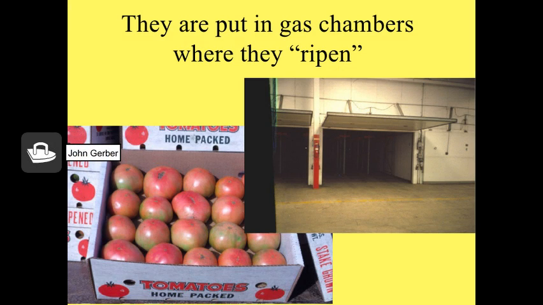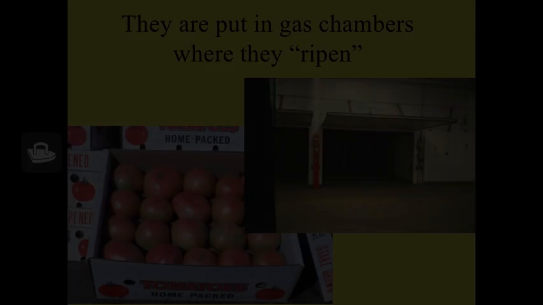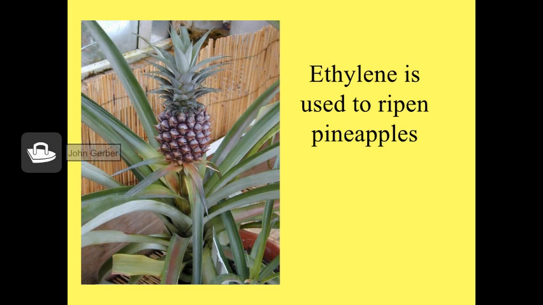Green tomatoes are easier to ship than red tomatoes because they won't bruise. Once they reach the warehouse, they can be gassed with ethylene to force them to ripen. They never quite taste as good as a vine-ripened tomato, but at least they look red. Ethylene is also used to ripen pineapples. Here's a pineapple plant with a pineapple up on top.